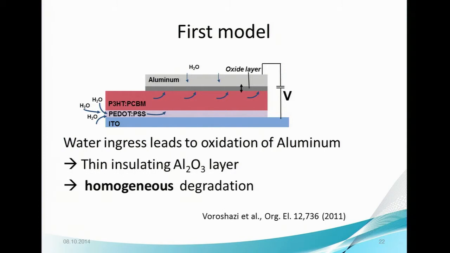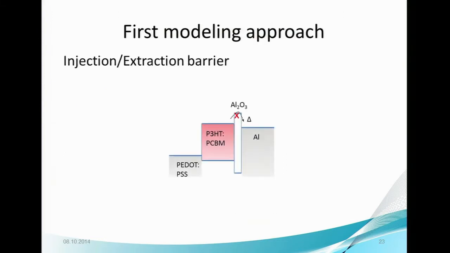So you can imagine this oxidation layer growing slowly. And in this case, we have a homogeneous degradation of the whole active layer, or active area. If we want to model this, we can simply include this thin layer into our layer stack in the model and include it as an injection and extraction barrier to charges, because that's exactly what we see in the measurement, that we lose extraction and injection efficiency.